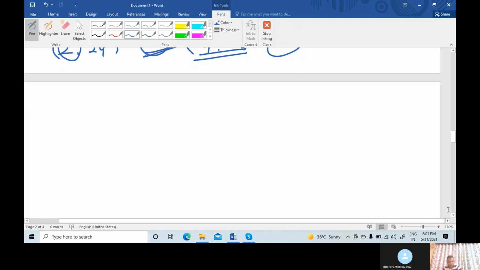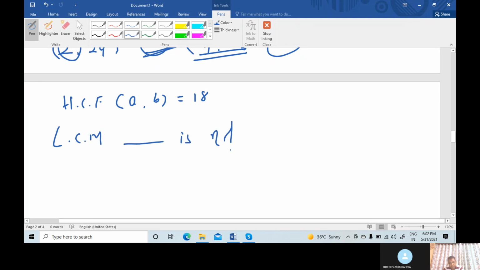Now another MCQ. HCF of two numbers A and B is 18. So which LCM is not possible? Options are given. First option 36, second option 72, third 48 and 108.